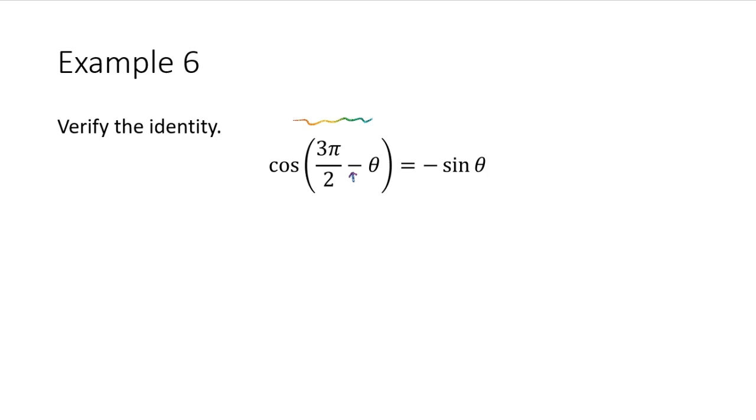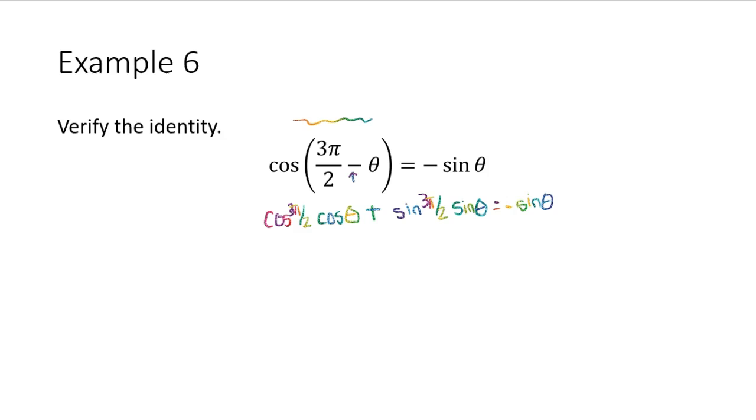Okay, the next thing I notice is that I actually have a difference between two angles here. One of them I know and one of them I don't. That's okay. I'm going to apply the formula for the difference of cosines, and that means we're going to have the cosine of the first angle, 3 pi over 2, times the cosine of the second angle, theta, which we don't know. Change the sign, and then we're going to have the sine of the first angle, 3 pi over 2, times the sine of the second angle, theta, and all of this we want to be equal to the negative sine of theta.